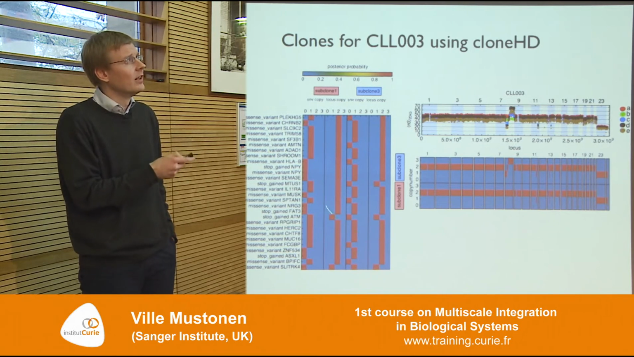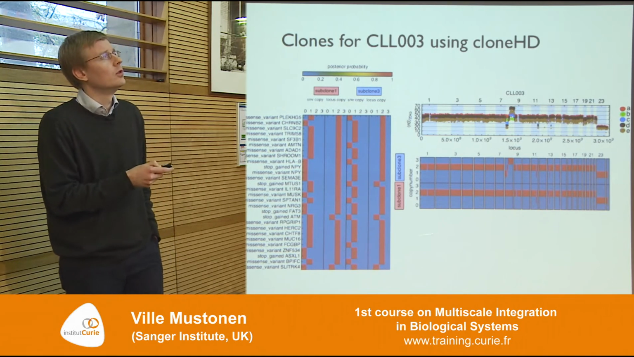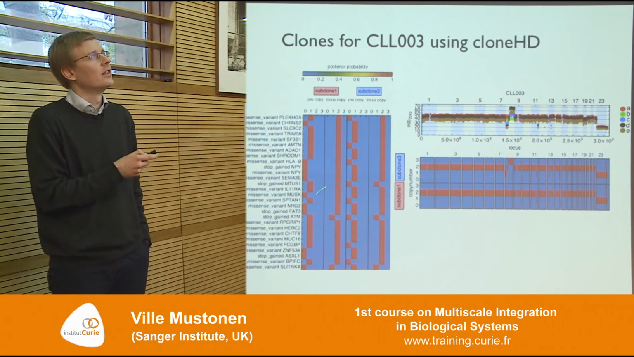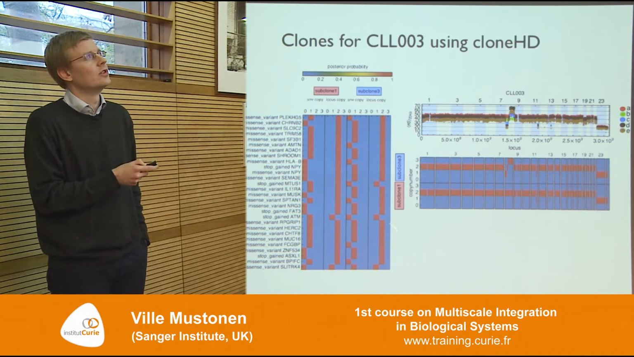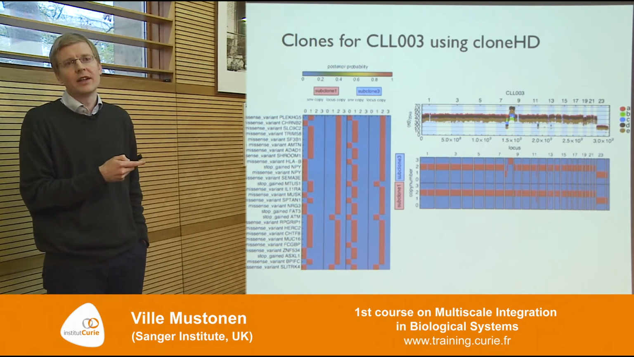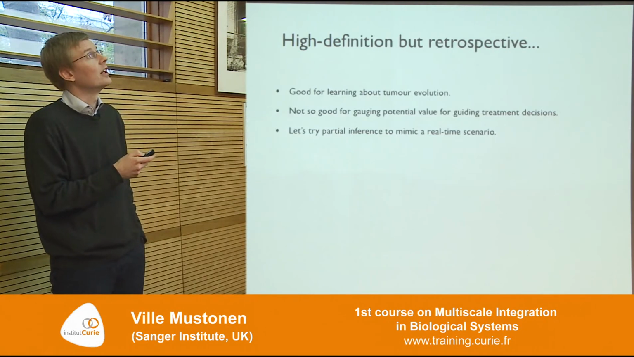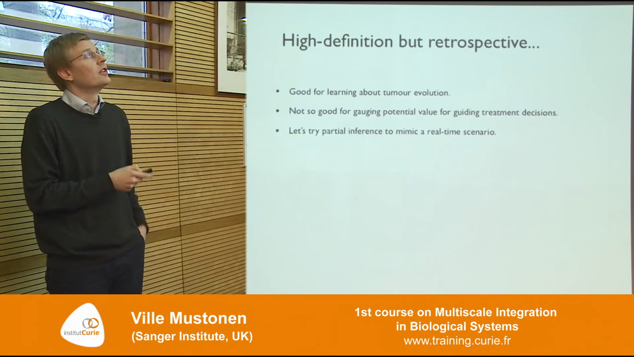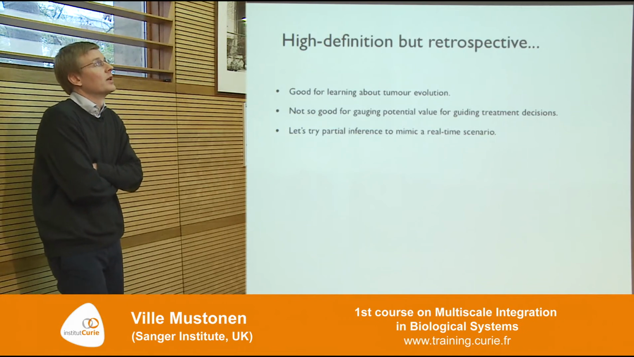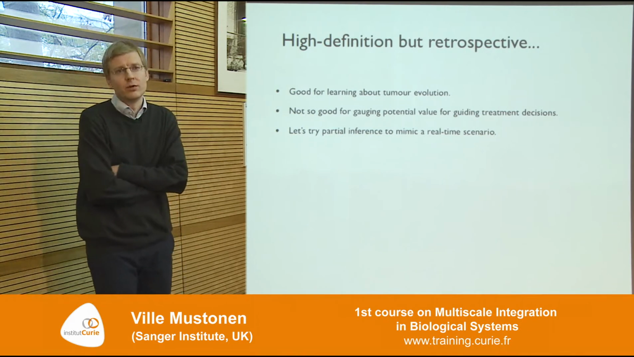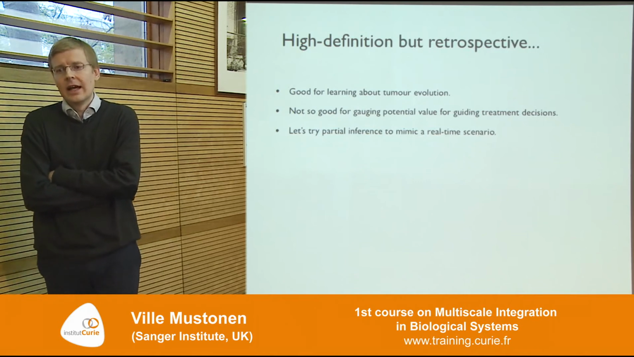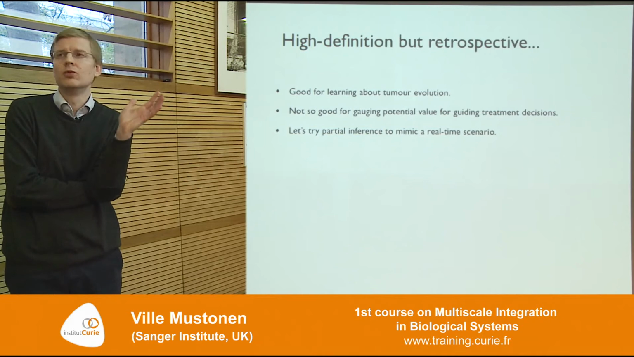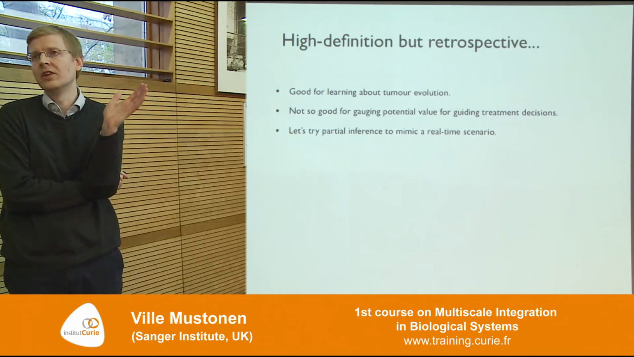But suppose you want to use something like this in the clinic, there's still a fundamental flaw here. This is really nice, high resolution information, but it's retrospective. So that's really a problem. It's good for learning about tumor evolution, but not so good to actually see if it would help in the clinical setting. And we wanted to have a look if there is some room for that. So how well would this work?